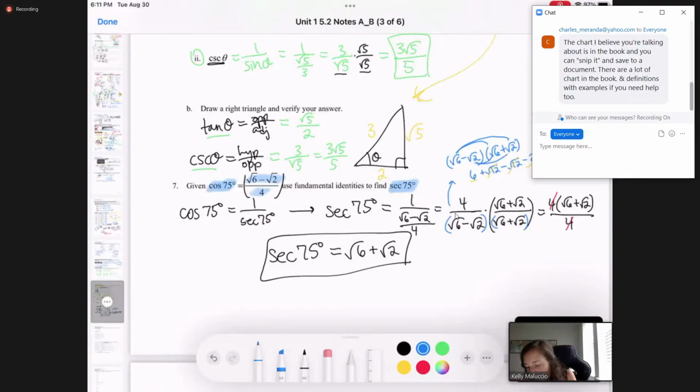And if you want to write yourself a note here of what we did, we rationalized by multiplying by the conjugate. That is what we did here.